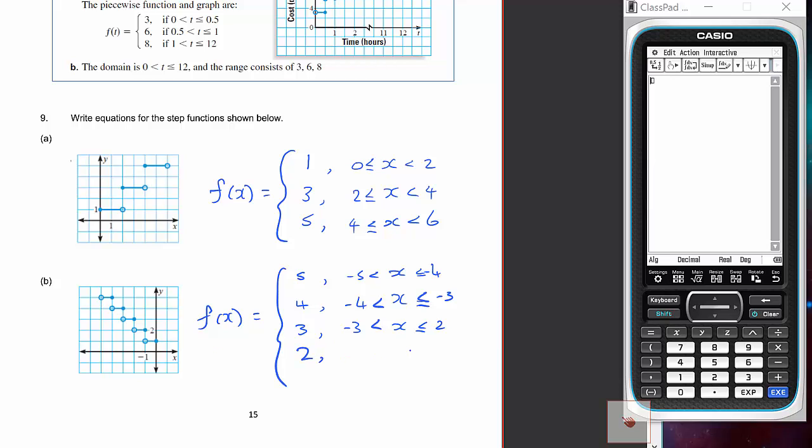And 2, x is between negative 2. That one's the blank circle. And of course, that was negative 2 there. And less than or equal to negative 1. And the final part of that is 1 if x is between negative 1 and it finishes up at 0, and that one seems to be included.